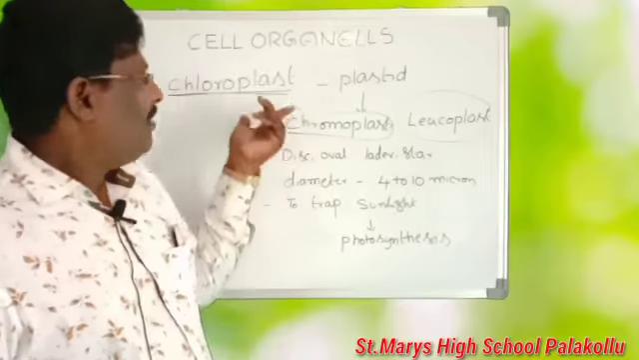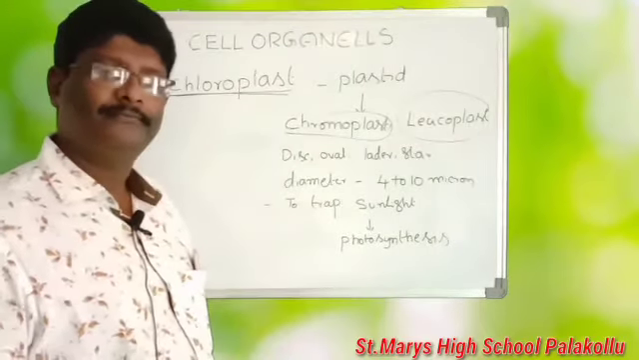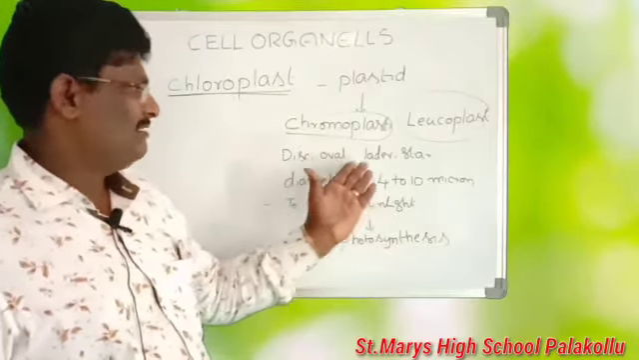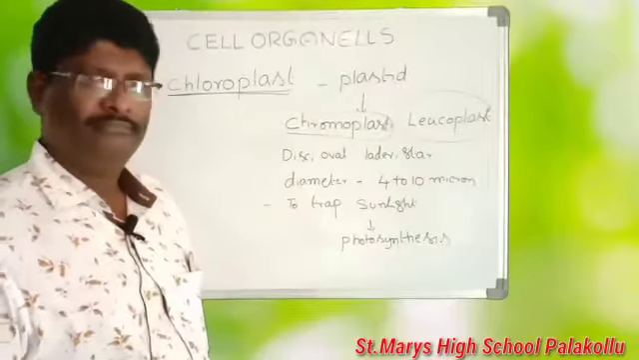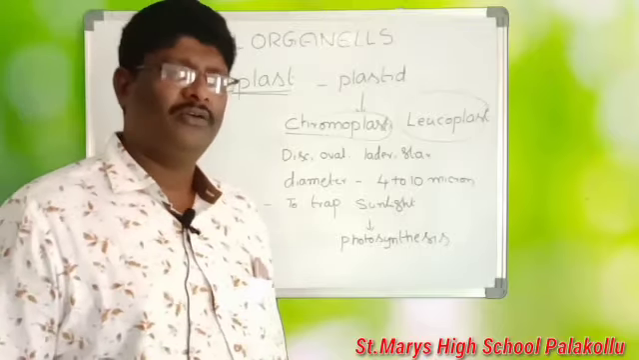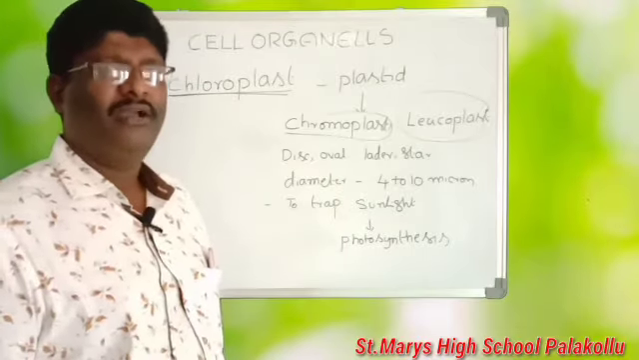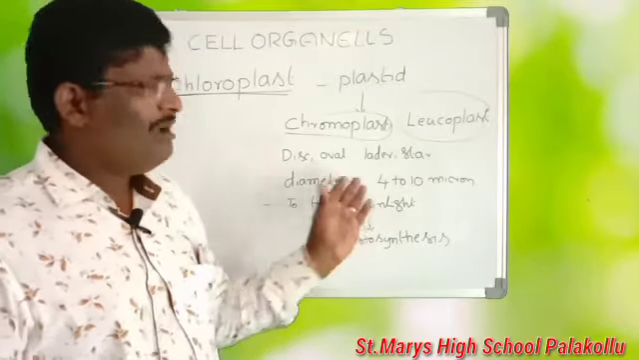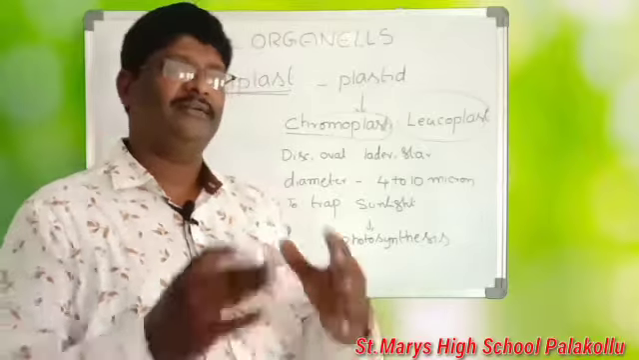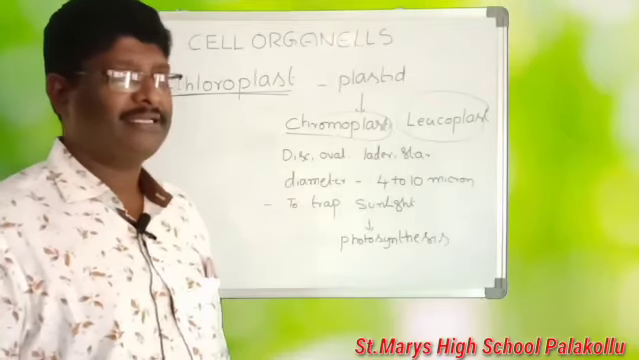Okay, what is the shape of this chloroplast? Disc shape, oval shape. Some of the plants may be ladder in shape or star shape. If you find out, these chloroplasts have different shapes. Next, what is the diameter? The diameter of this chloroplast is 4 to 10 microns. అది ఎంత వెడల్పు ఉంటుందంటే 4 to 10 microns the diameter.